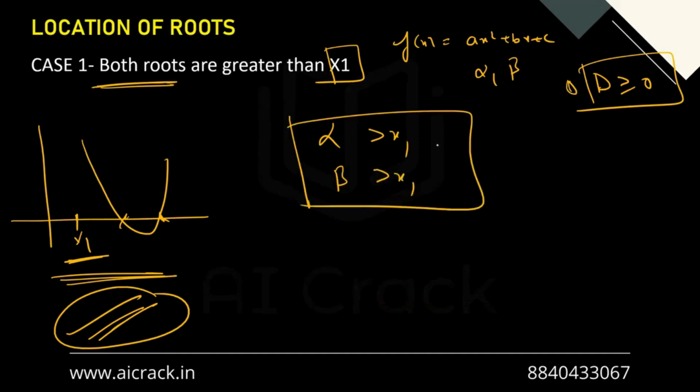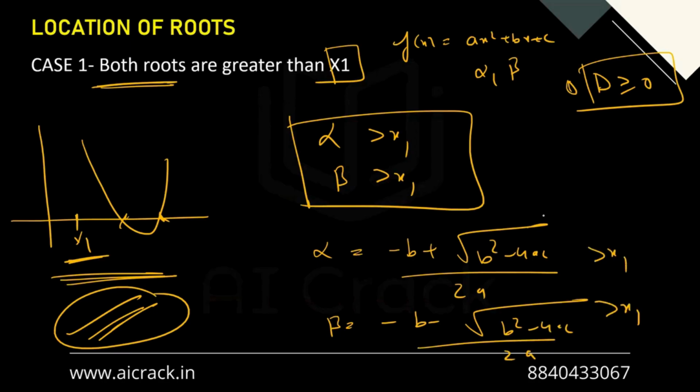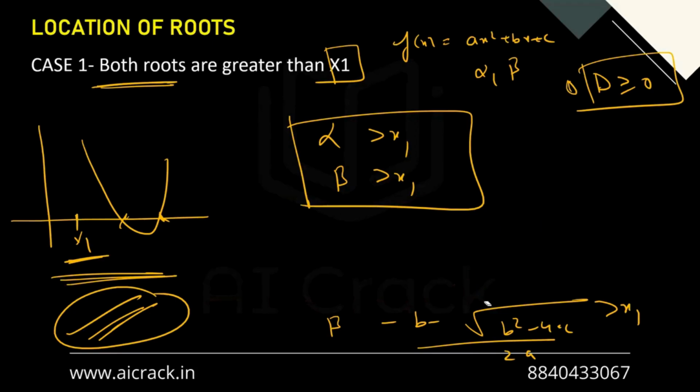But that's not very simple. Why? Because if we write down the roots for this equation, we'll get alpha, let's say, as minus b plus under root b square minus 4ac divided by 2a, and beta as minus b minus under root b square minus 4ac divided by 2a. Do we want to solve these inequalities? It's impractical to solve these kind of inequalities because we have roots over here and it's very difficult. So we have to do something simpler.